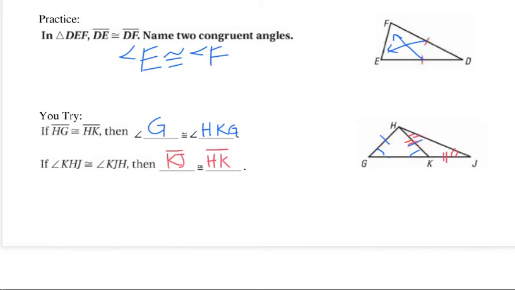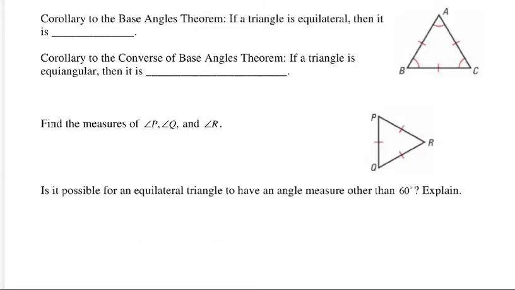So this is something a little more specific about equilateral triangles. If a triangle is equilateral, then it is also equiangular, which means that all three angles are congruent. This can also go the opposite direction, so if a triangle is equiangular, so all three angles are congruent, then it is also equilateral, which means that all three sides are congruent to each other.